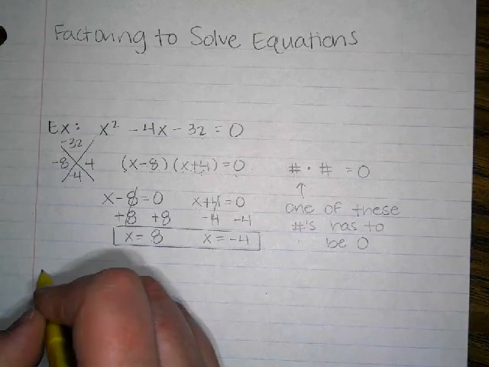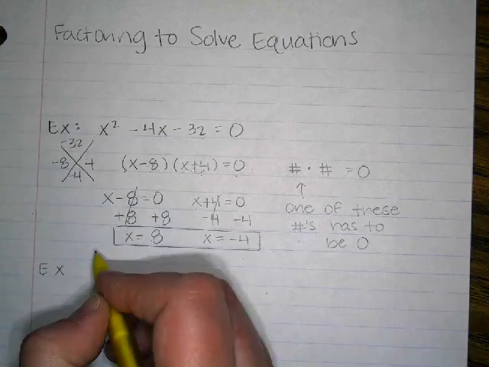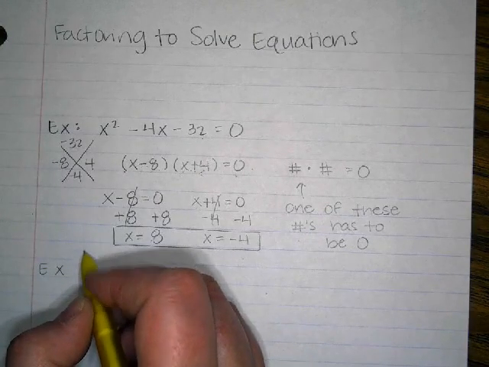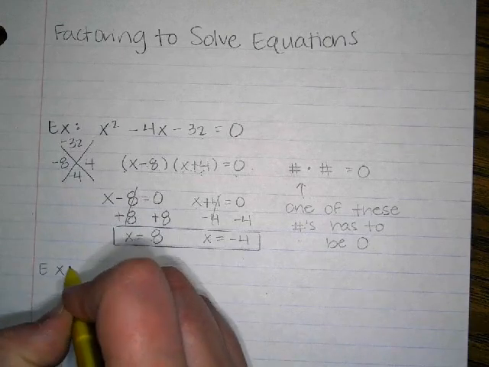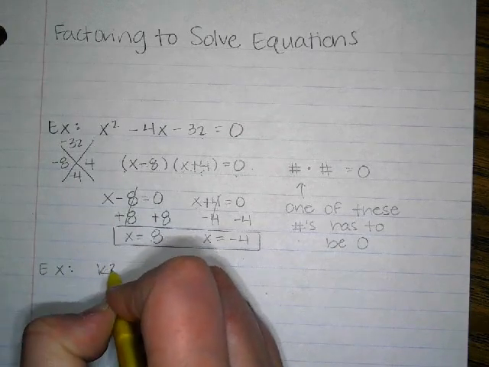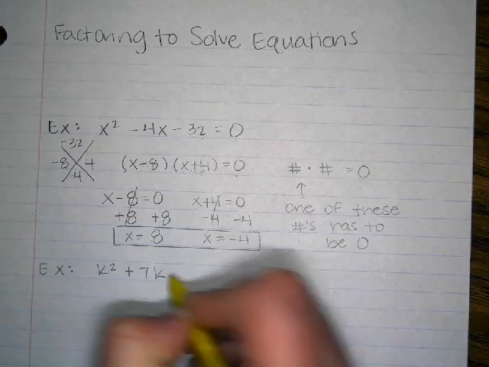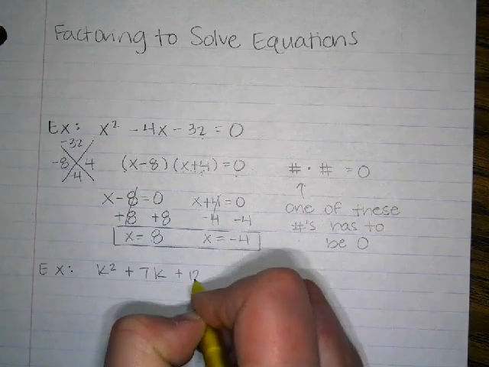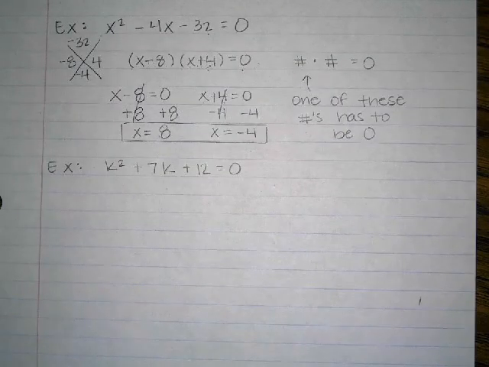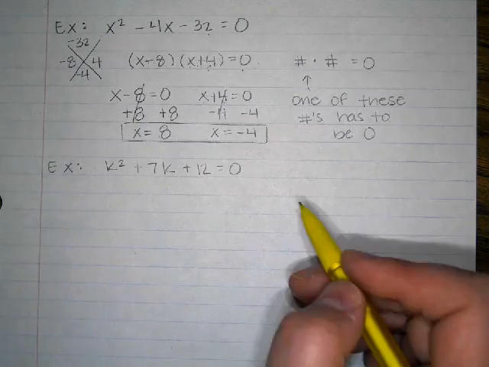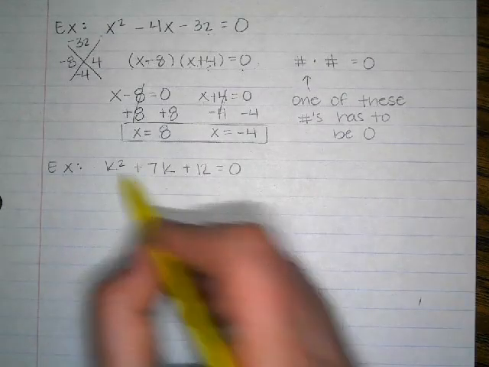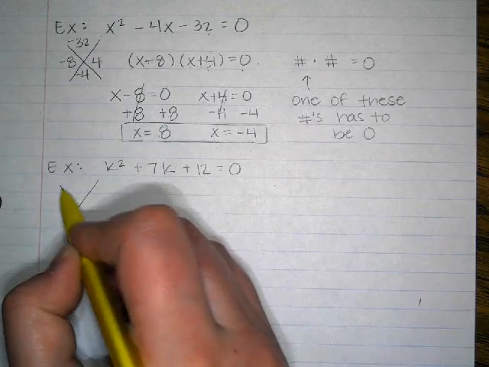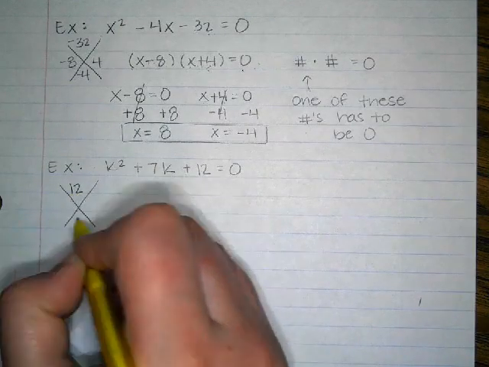For this one, I'm going to do k squared plus 7k plus 12 equals 0. So how do I do this one? See what multiplies to 12 and adds to 7. Okay. Well, multiplies to 12, adds to 7.